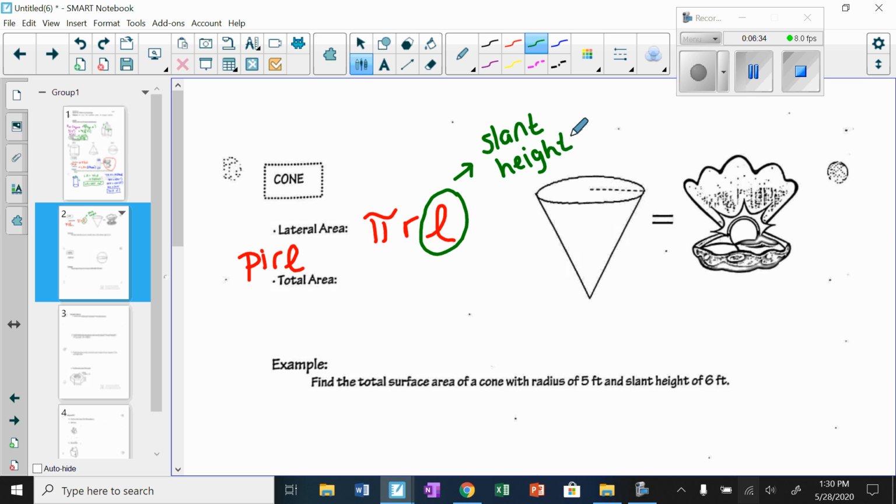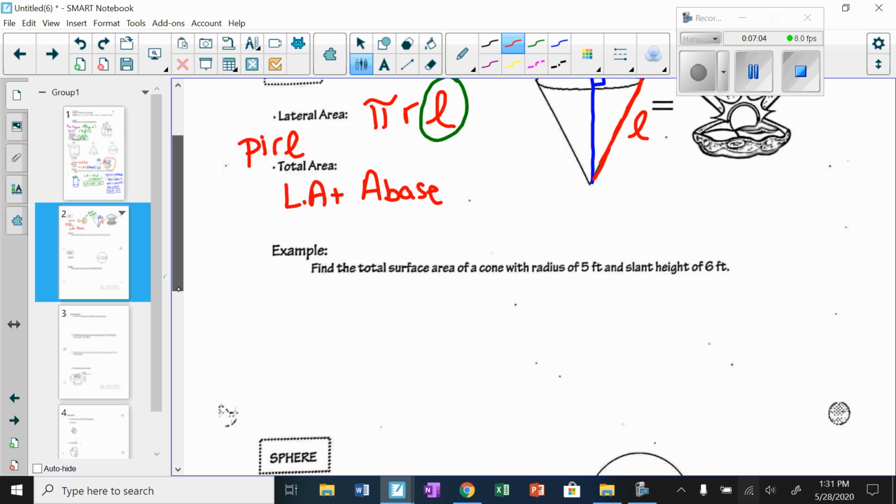Now, a slant height of a cone, we know this is the radius, this is the altitude. Now, the slant height is basically this part right here. It's like the hypotenuse of the right triangle made between the altitude and the radius. That's our slant height. Now, the total area is going to be the lateral area plus the area of a base. And there's only one base.